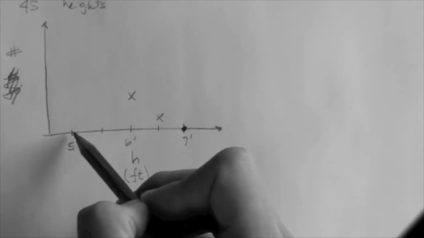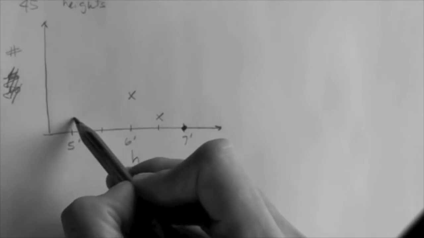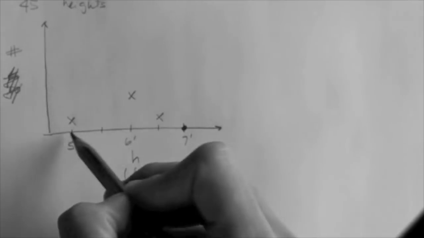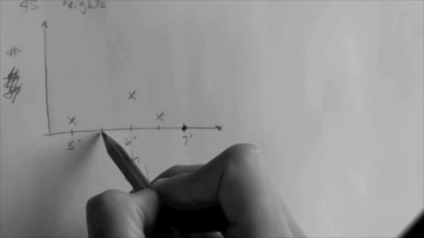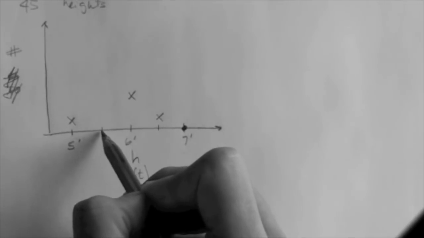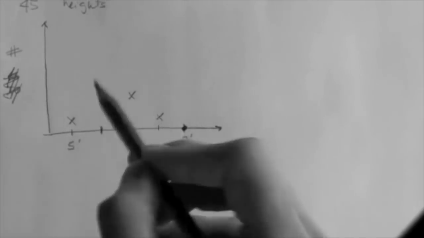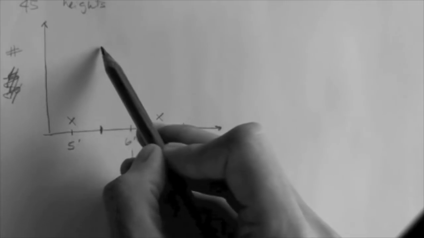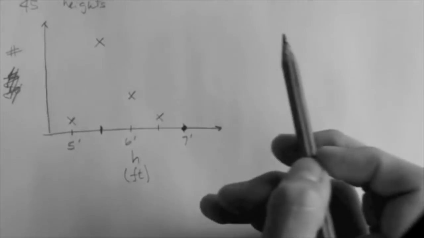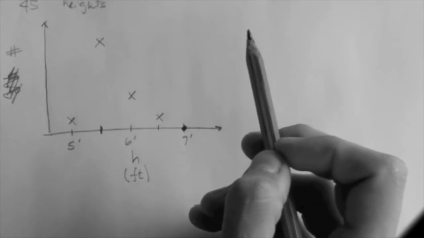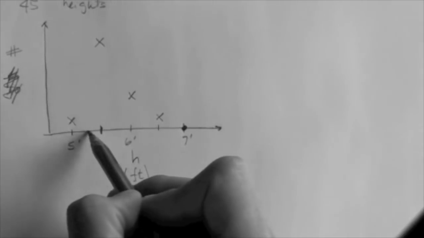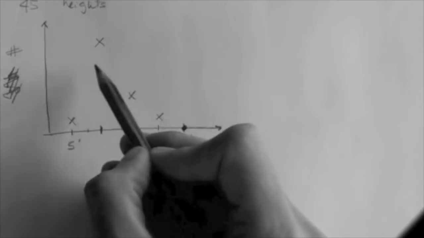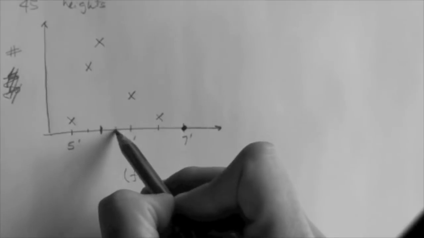Let's go to the other side. What about 5 feet? Maybe 2. 5'6" is about the average height in the US for all the population, so I would say there's many. Maybe like, I don't know, 30. What about 5'4"? 5'10".